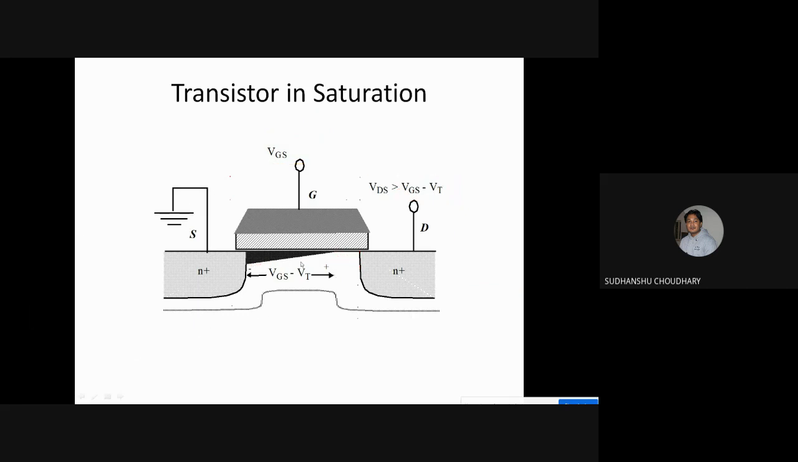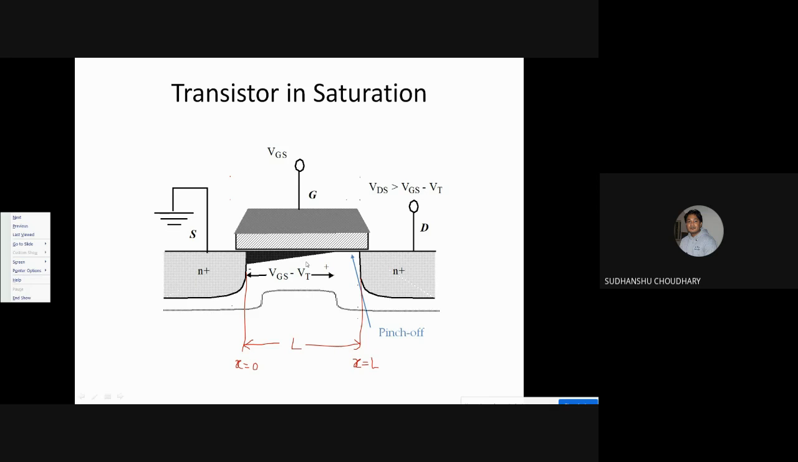Now in this channel, when you apply VDS, let us say this is my total channel length, which is represented by L. Let us say this point is x equal to 0 and this point is x equal to L. So this channel has a length of L.